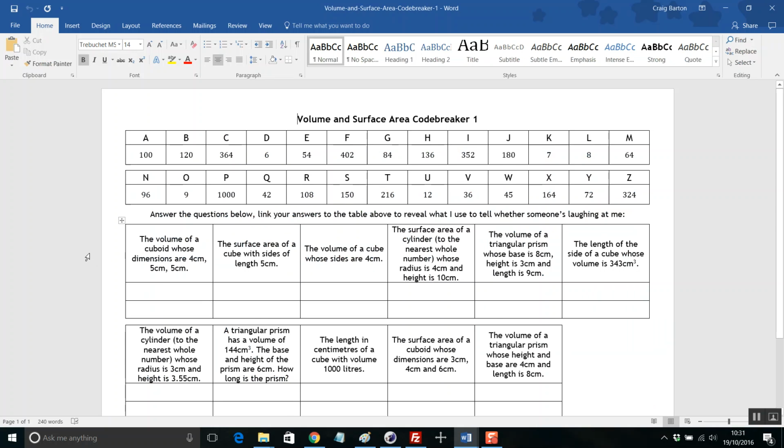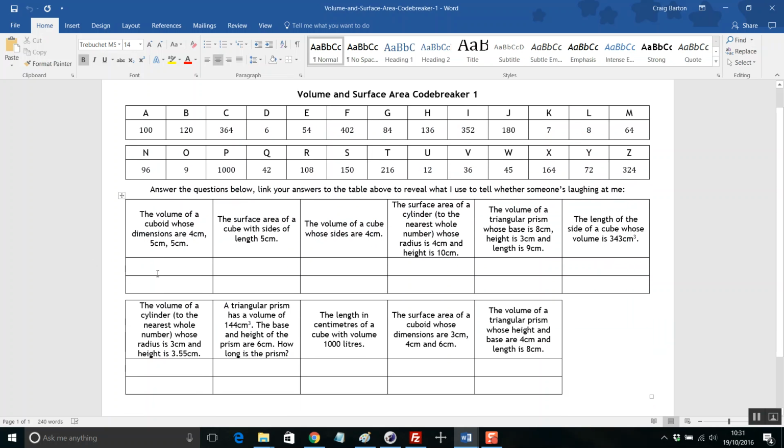So there is your Codebreaker, and those of you who've never done a Codebreaker before, you've never lived really, because they're absolutely superb. You get these questions, students work out the answer, write the answer on the top line, and then look for the corresponding letter that matches to it, write it on that row, the second row there. And that all goes together to form a classic corny joke.